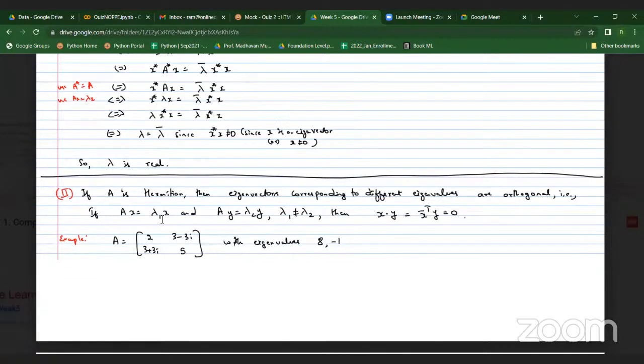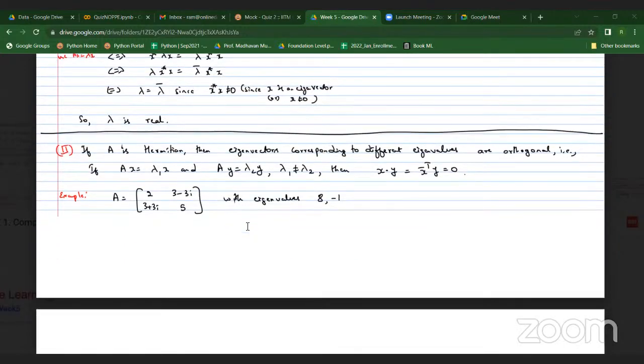Suppose we have Ax equals lambda 1 x and Ay equals lambda 2 y. When lambda 1 is not equal to lambda 2, x is orthogonal to y, right? When we say orthogonal to y, what does that mean? x dot y should be equal to 0. The inner product of both the vectors should be equal to 0. This inner product is similar to the dot product which we see with real vectors. All right, until now, is it clear? Yes, sir.